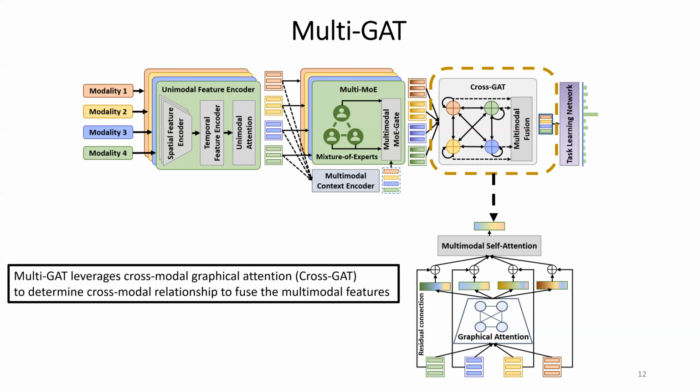In that way, each of these modalities has complementary feature representations by observing the other modalities. Then we fuse these recalibrated features and produce the multimodal feature embedding, which is then used for the task learning network. That means the human activity recognition.